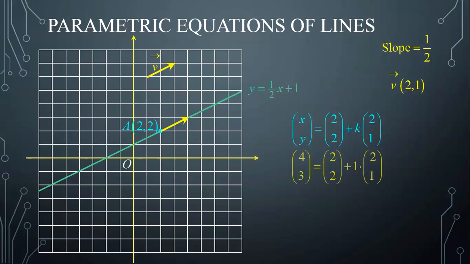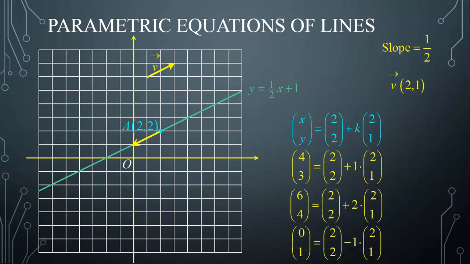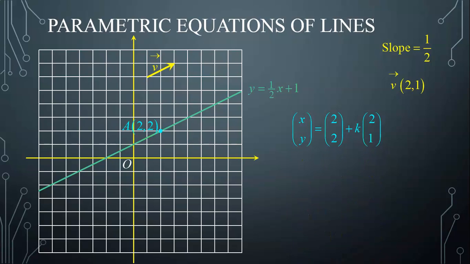In fact, starting from point A, if I move by one vector V, I end up at the point of coordinates 4, 3. While if I move by two vectors V, I end up at the point of coordinates 6, 4. And moving from A by the opposite of vector V, I end up at the point of coordinates 0, 1. Then the point B of coordinates x, y on the line can be found by taking x equals 2 plus 2k and y equals 1 plus 2k from the vector expression by setting the abscissas equal and the ordinates equal.